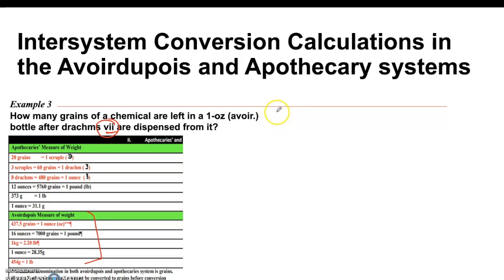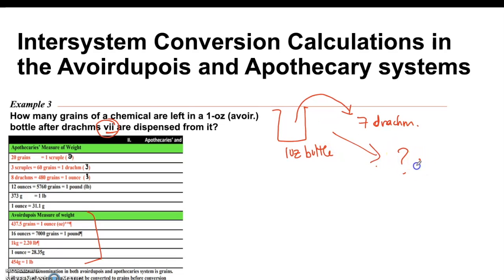I always like to illustrate what the question is asking. So this is my 1 ounce bottle. And I'm now assuming that this 1 ounce bottle will have 1 ounce of the chemical in there. And based on the question, from this 1 ounce of chemical, what was dispensed from it, or what was taken from it, is 7 drams of the chemical. So they want to know, having done that, how much of the chemical is left?